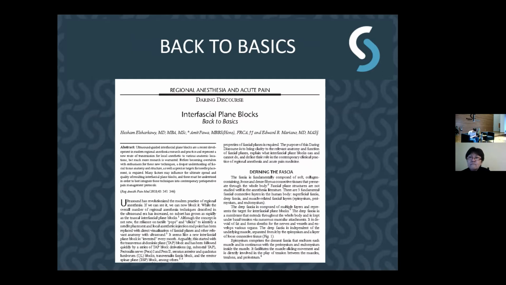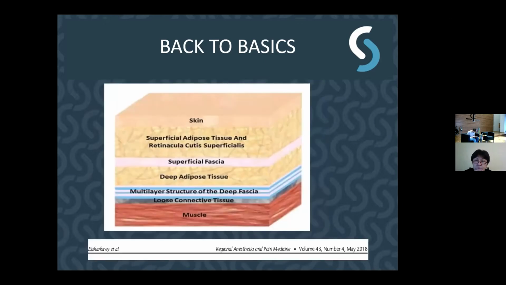Now, this is a fantastic article. I would invite every one of you to go read. It is open source. Please have a look at it. It explains everything in detail. I will go through some of the concepts here because I found this mind-blowing just to put fascial planes back in the forefront. So firstly, what we're talking about fascial planes is there is a superficial fascia and then there's a deep fascia. And the deep fascia is what we're interested in. Superficial fascia doesn't really matter to us. So deep fascia between the muscle and the deep adipose tissue.